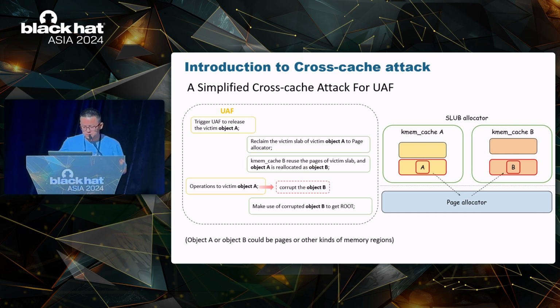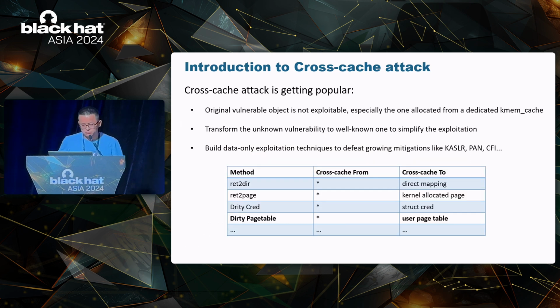In a more general context, object A or object B can also be pages or other types of memory regions. As we can see, cross-cache attack is getting really popular. There are a few reasons. First, original vulnerable object is not exploitable sometimes, so we have to use cross-cache attack. Second, by cross-cache attack, we can transform the unknown vulnerability to well-known one to simplify the exploitation. Third, with help of cross-cache attack, we can build data-only exploitation techniques to defeat growing mitigations.